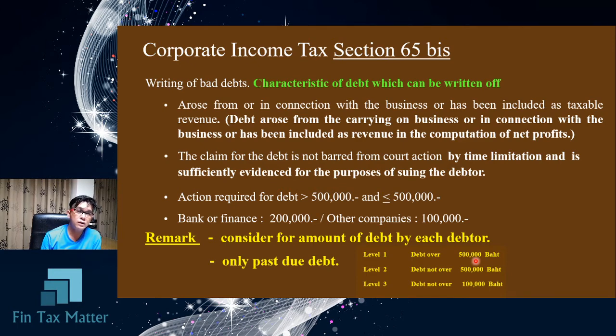For the taxpayer who is a financial institution, level 2 will be debt between 200,000 and 500,000. Level 3 is debt that is not over 100,000 baht. For the bank or financial institution, it will be debt which is not over 200,000 baht. Action should be taken according to the amount of debt that the taxpayer would like to write off for one debtor.